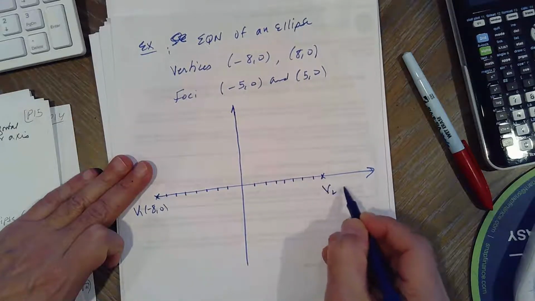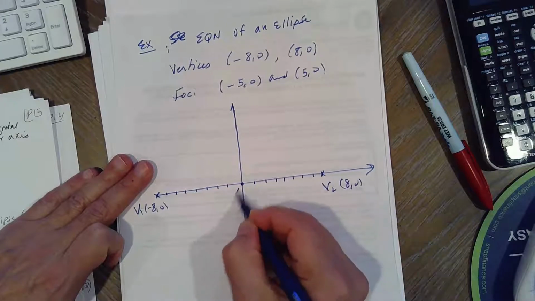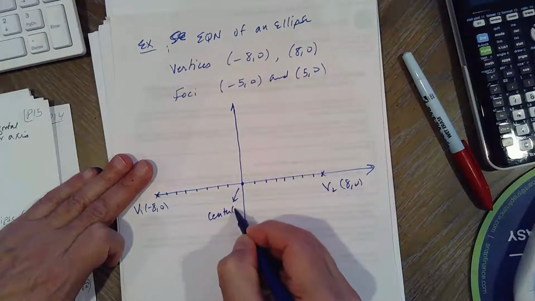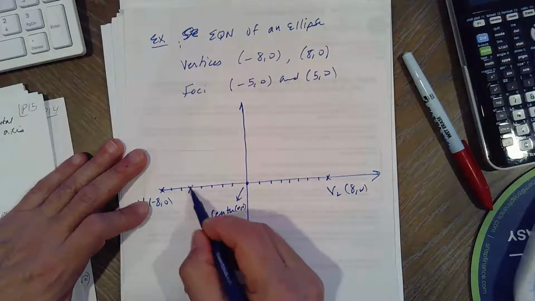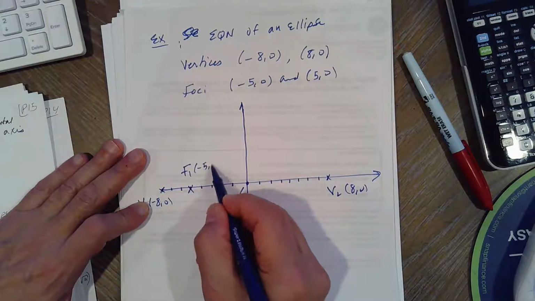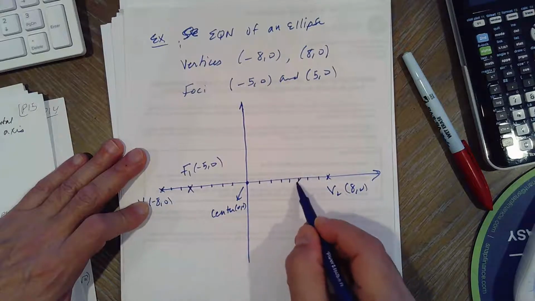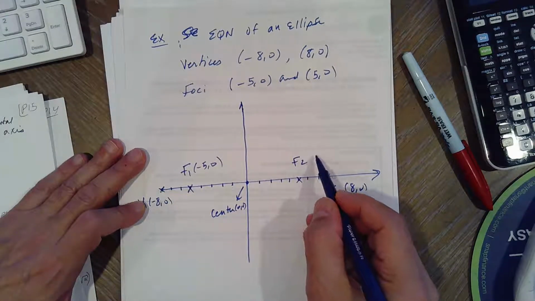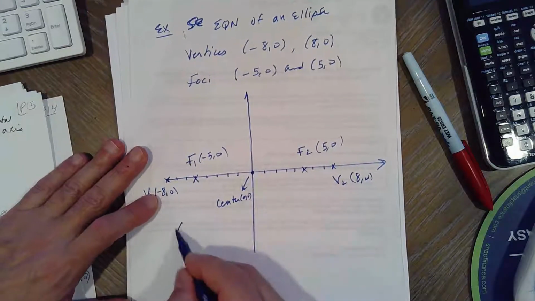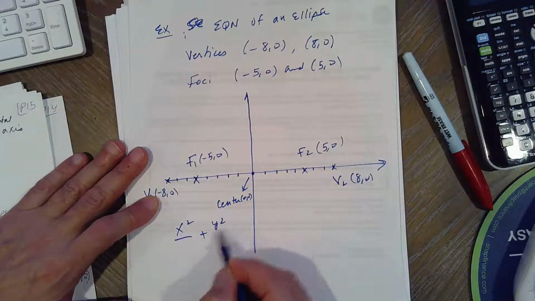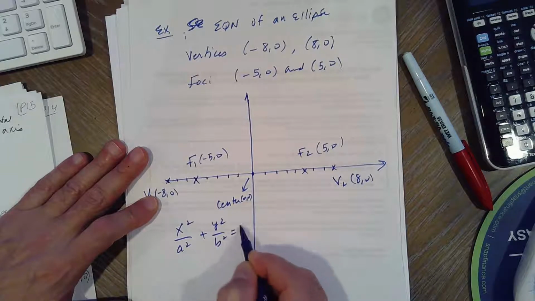So obviously the center is 0, 0, right? It's the midpoint of the vertices. The foci are 1, 2, 3, 4, 5. That's -5, 0. 2, 3, 4, 5. That's 5, 0. So we have a horizontal major axis centered at 0, 0. So x squared plus y squared equals 1.